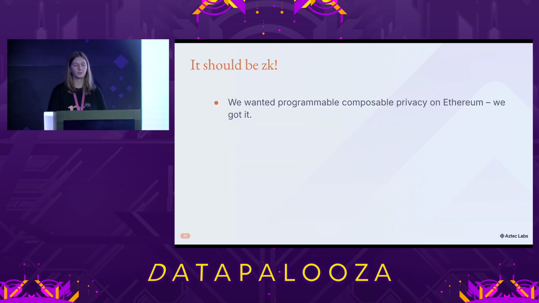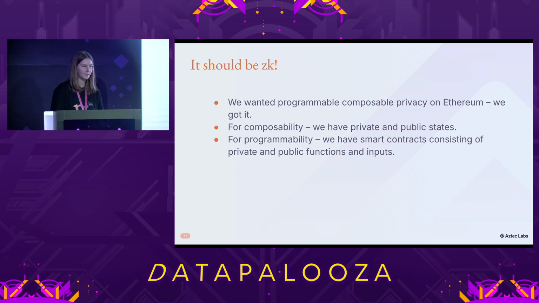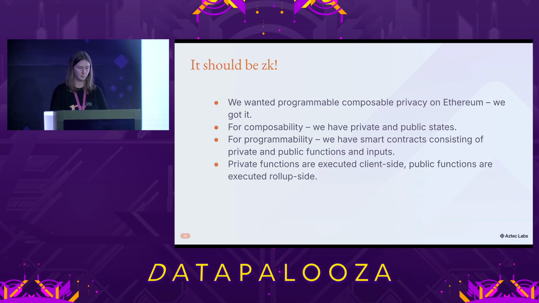So let's wrap it up. We wanted programmable, composable privacy on Ethereum. We got it. For composability, we have private and public states. For programmability, we have smart contracts consisting of private and public functions and inputs. Private functions are executed client-side, public functions are executed rollup-side, and the client-side proof should be ZK.